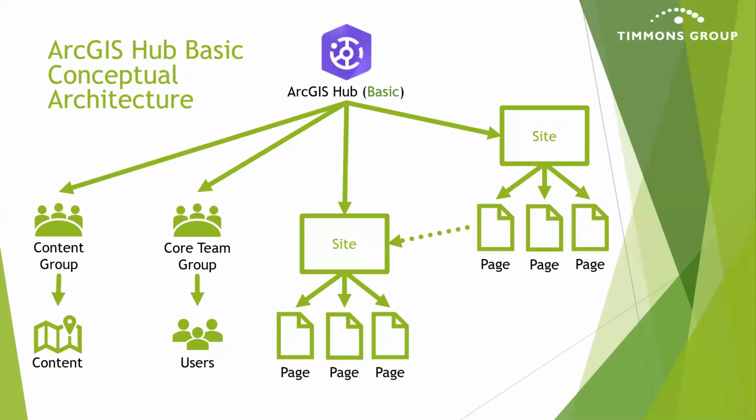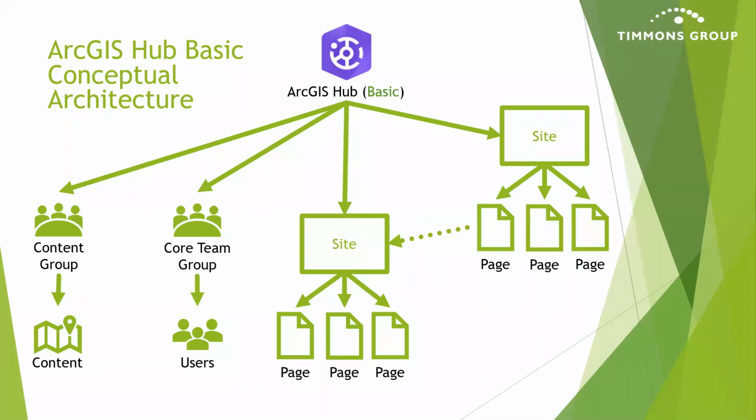The first group is the content group. Any item shared to this group becomes searchable on your website. The second group is the core team, which means any account added to this group has the ability to edit items shared to the group. This could include the pages or the items. So this group has the update capabilities enabled.